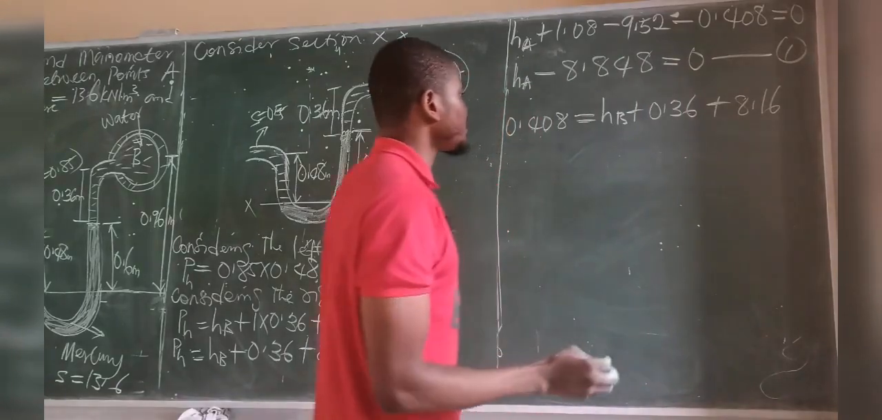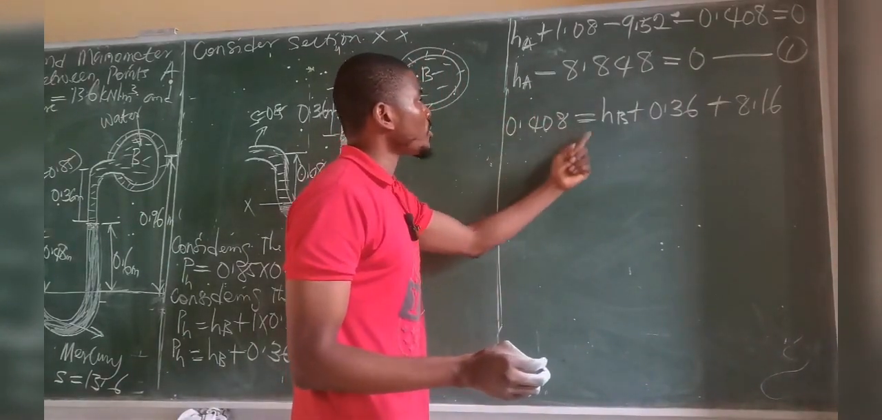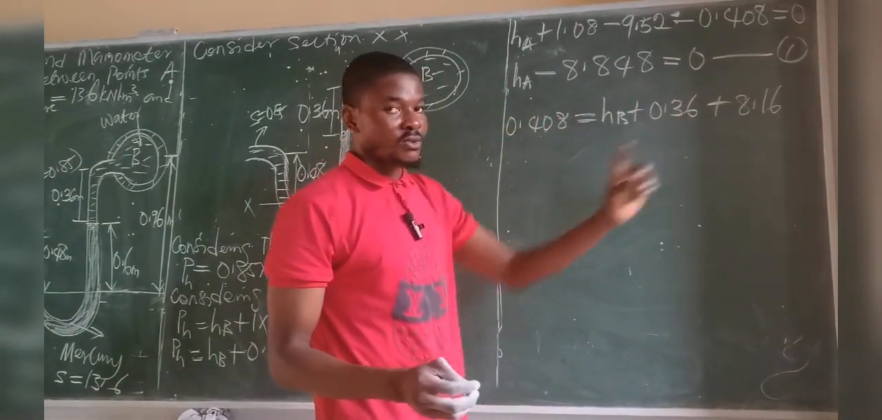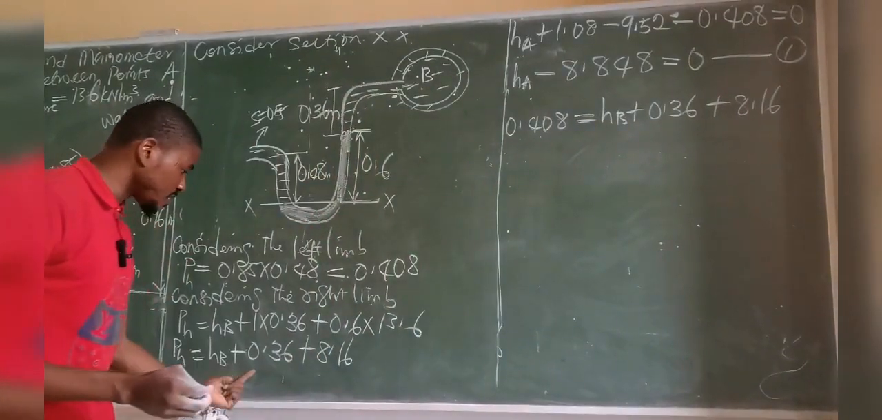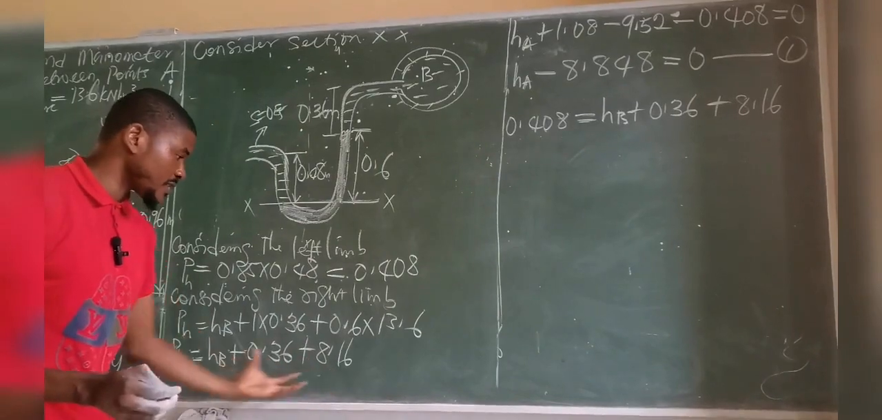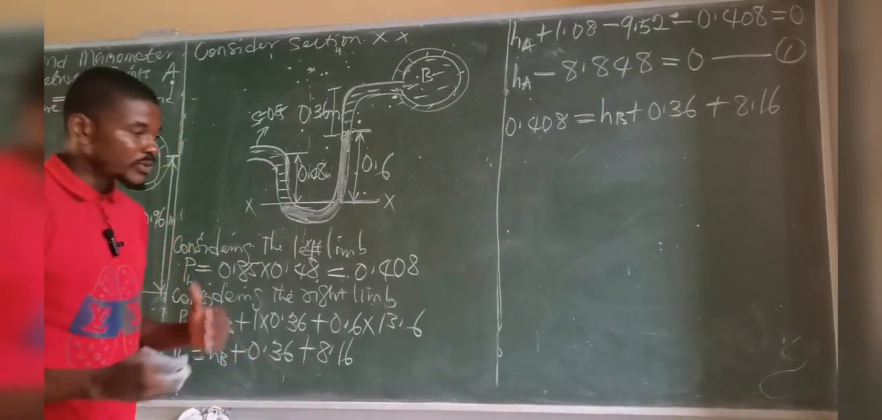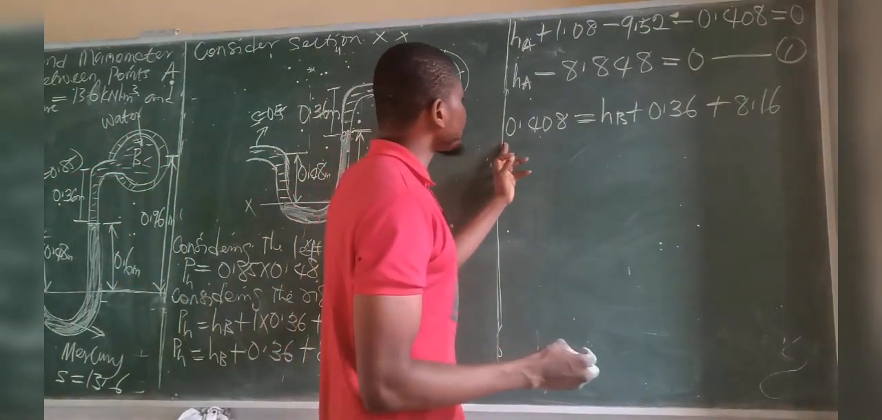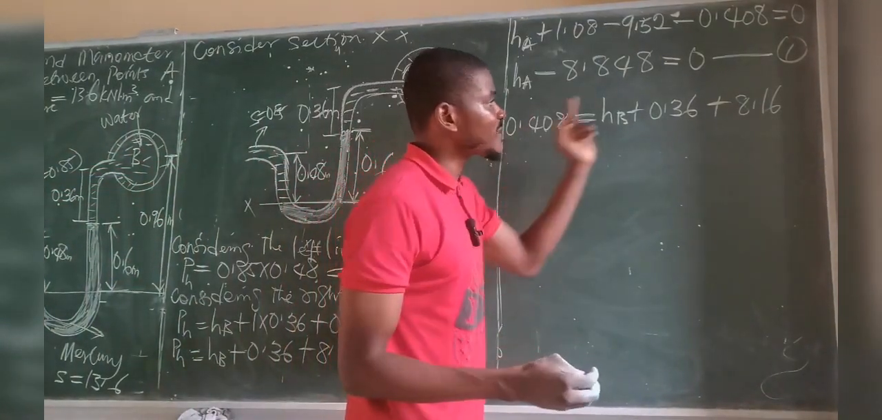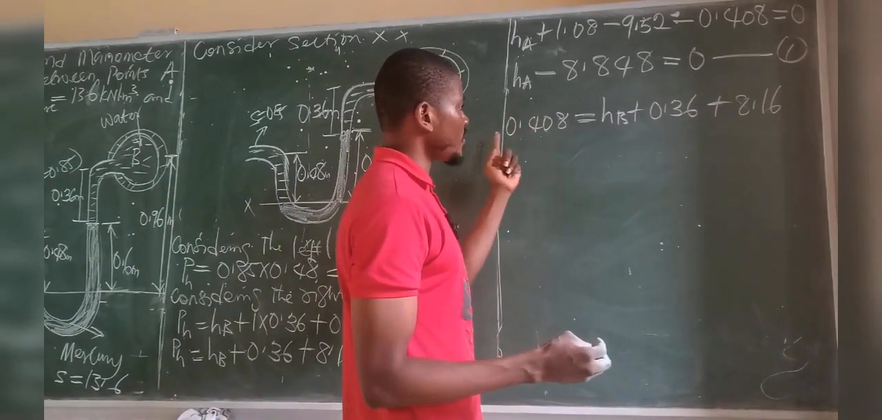8.16. So I simply have this. Hence, I will send 0.408 over to this side of the equation. Now, take note, please. You can easily add up 0.36 and 8.16 here to just have a single value. You can easily do that. It's still the same thing, but I choose to work with it like this. Now, sending 0.408 over to this side of the equation means I will be left with 0 here.